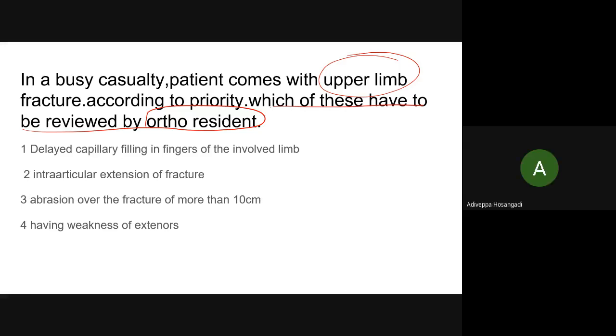First option. Delayed capillary filling in the fingers of the involved limb. Very, very important. It means there is a vascular compromise. Intra-articular fracture, already there is a fracture, nothing emergency needs to be done. Abrasion or open fracture more than 10 centimeter, of course it requires immediate attention, not urgent attention. Having weakness of extensors, again it can be because of neuropraxia. So most urgent attention required is delayed capillary filling in the fingers, means there is a vascular compromise.